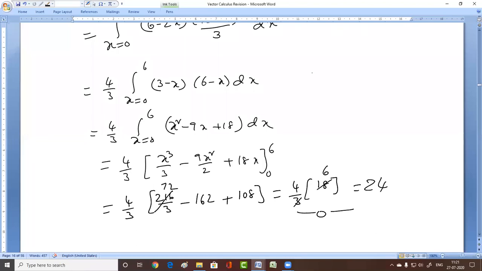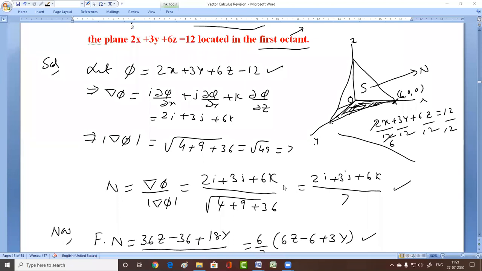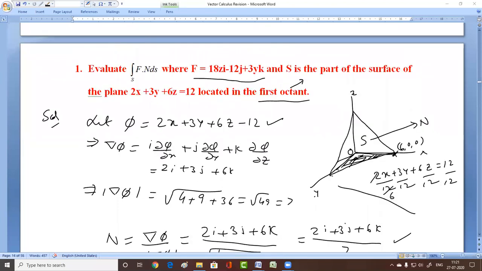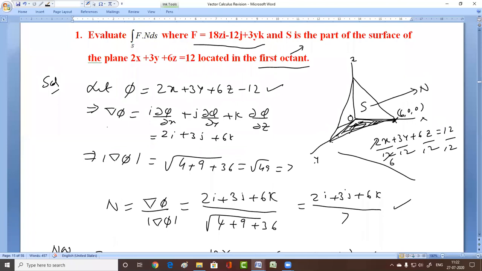This is the end of our question. First, we will find the unit normal to the surface using the formula del phi by mod del phi. So assume phi is the given surface. Del phi equals i dou phi by dou x plus j dou phi by dou y plus k dou phi by dou z.